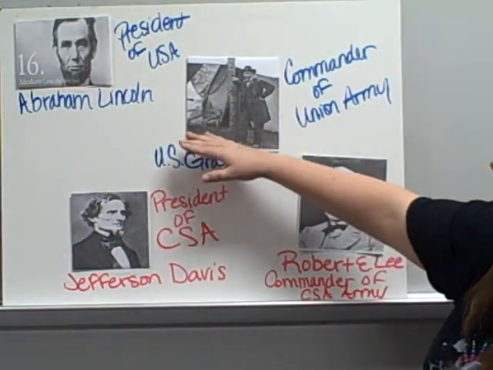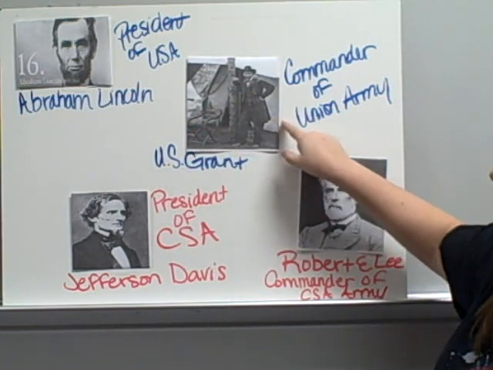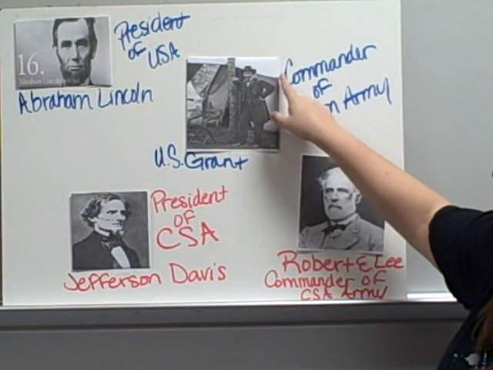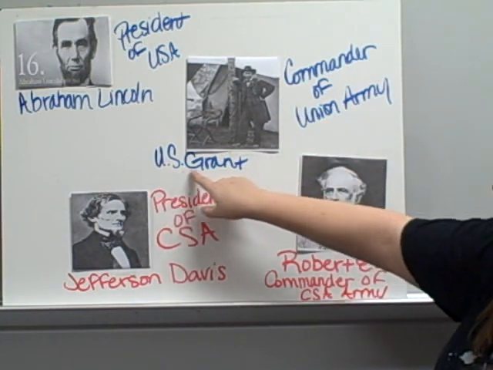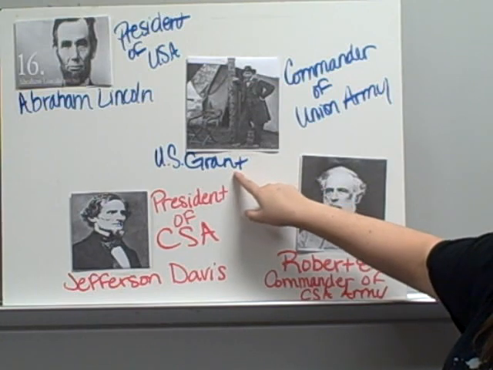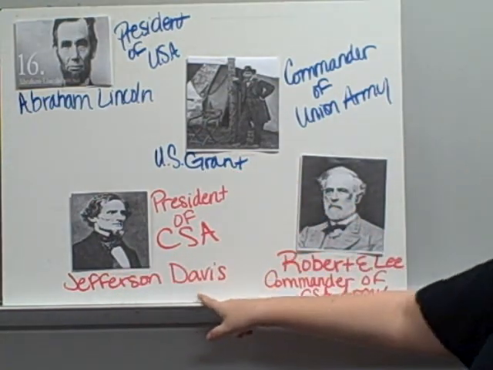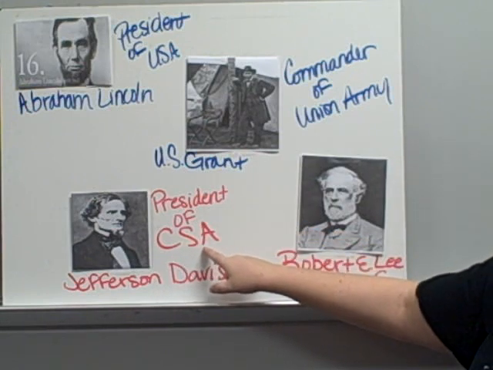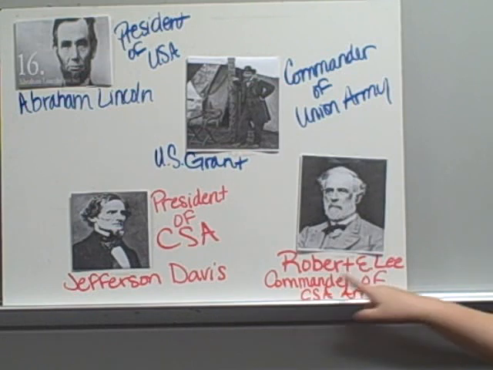The commander of the Union Army, who did not start as the commander of the entire Union Army, but by the end is going to be the main commander of the Union Army, is Ulysses S. Grant. He will later become president as well. Jefferson Davis is going to be the president of the Confederate States of America. And Robert E. Lee is going to be commander of the CSA Army.